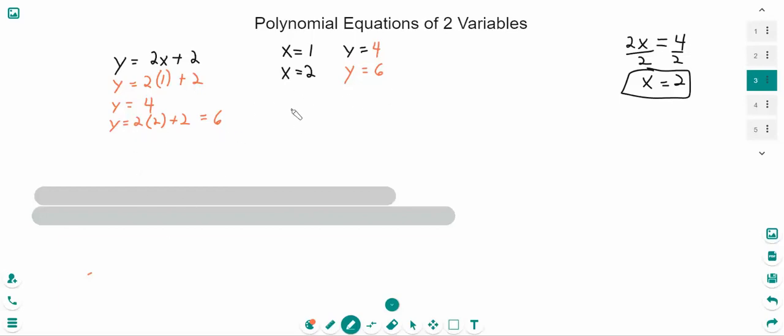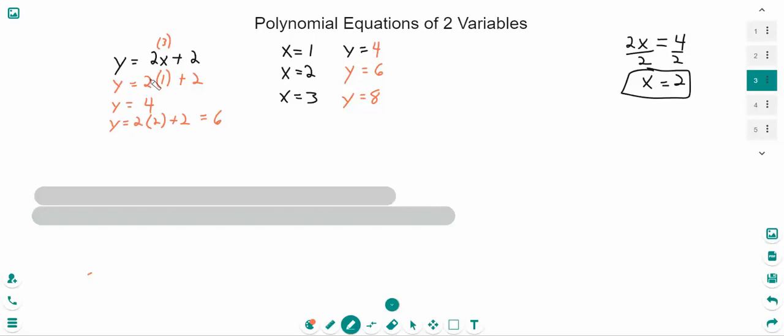Well, let's just do one more. So let's give x just one more value here. What if x is equal to 3? All right? And you might maybe even start to do this in your head. If x is equal to 3, well, let's just plug that in for the x, right? And then you're going to end up with 2 times 3 is 6 plus 2. Y is going to be equal to 8.